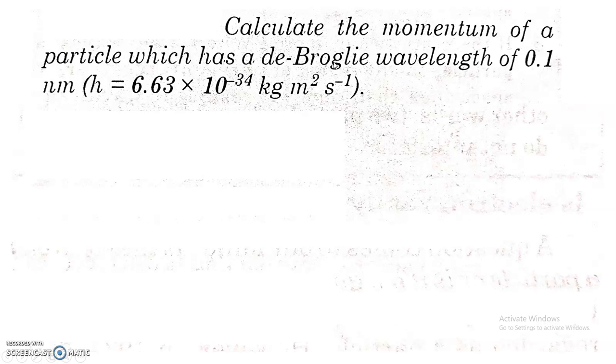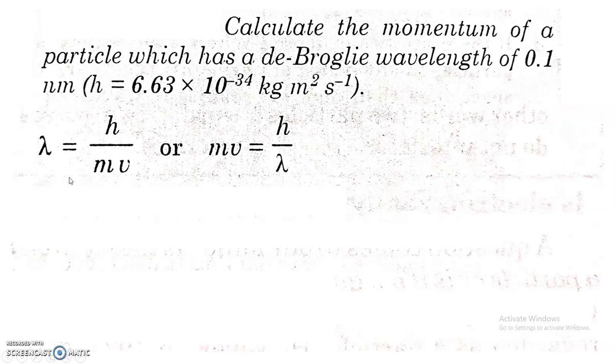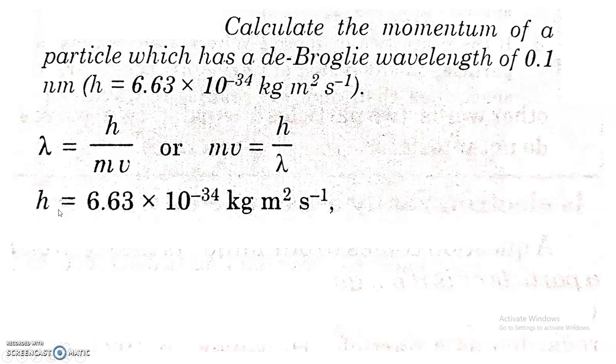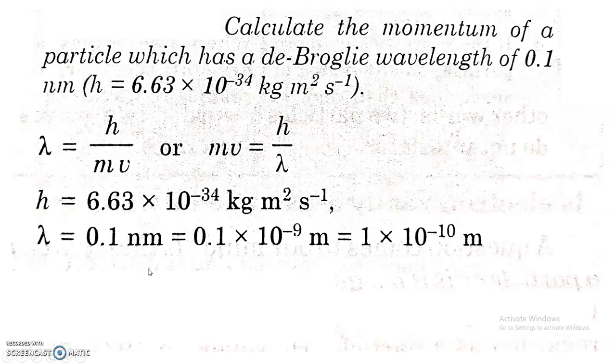Now this example is based on the de Broglie equation, and the de Broglie equation is lambda is equal to h upon mv. mv is the momentum. When we rearrange this, we get mv, that is momentum, equal to h upon lambda. Now what is given? Planck's constant is known, 6.63 into 10 raised to minus 34 kilogram meter square per second. Lambda, that is wavelength, is given, it is 0.1 nanometer.